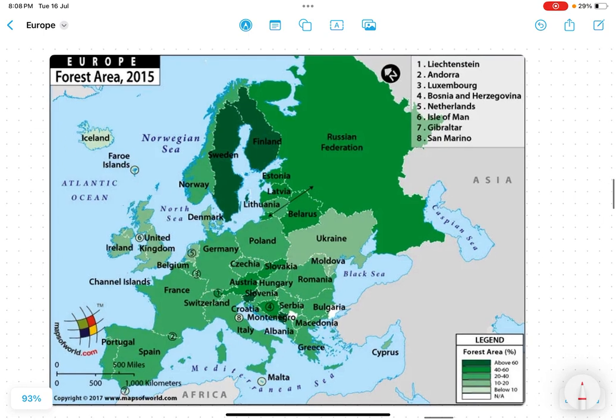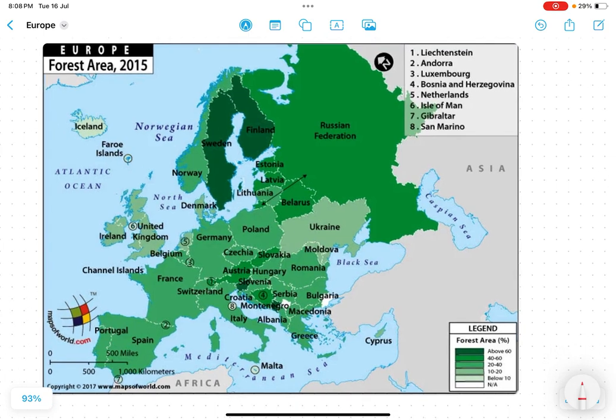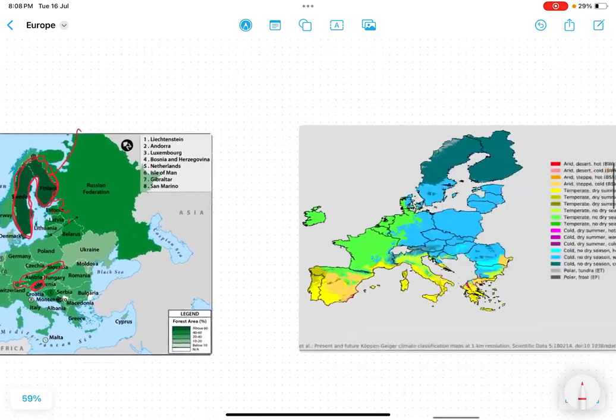Let's see the next map, that is the forest area. As you can see, Sweden and Finland are heavily forested. Russia is also. Then Belarus, Latvia, Estonia. Then we have Slovenia right here, which is also very heavily forested, as well as Austria and Slovakia. The rest of the countries have less forest area compared with the others.